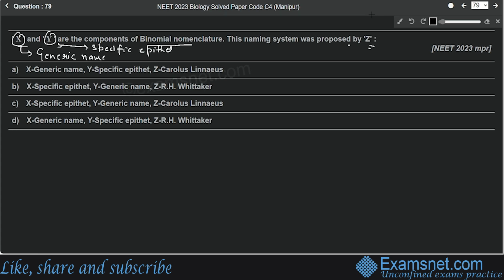And this naming system of binomial nomenclature was proposed by the scientist Carolus Linnaeus. So the correct answer will be option number A.